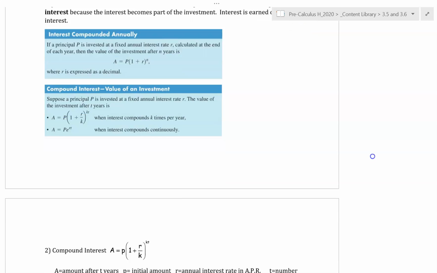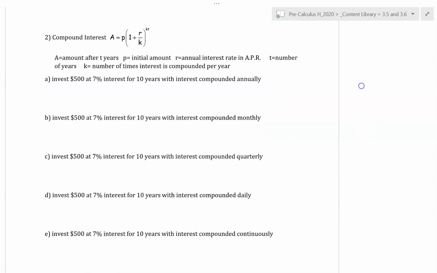Okay, let's do some examples. So for compound interest, here is our formula. And for part A, we're going to invest $500 at 7% interest for 10 years with interest compounded annually. That means once per year. So go ahead and pause the video and set up the equation for 1A.